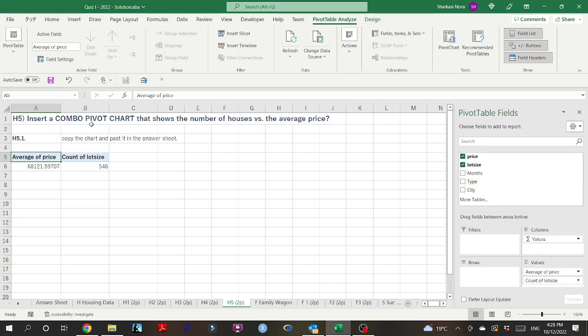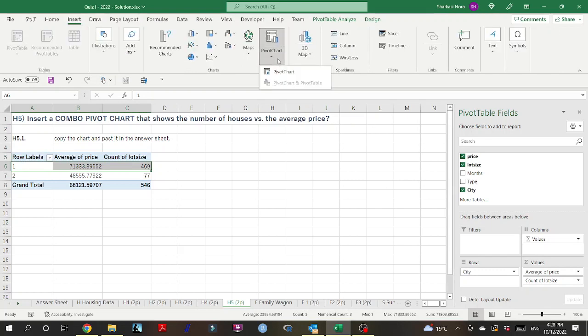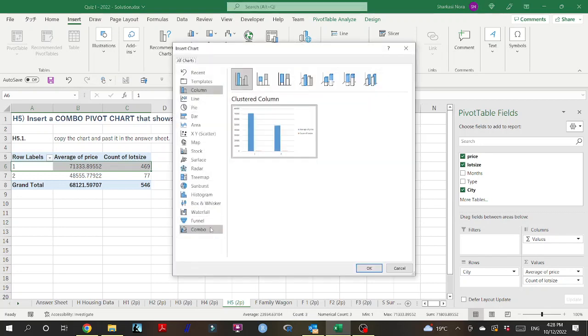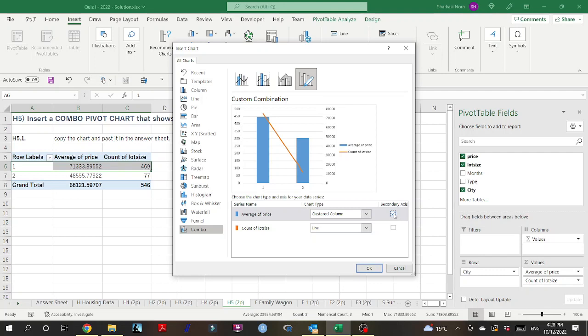insert a combo chart. If you put, for example, the city here, you will have only 2. You know what? I don't care as long as you go to insert and you go to pivot chart and you put combo and then you put like that, it is okay with me, totally fine with me. So this is the count of lot size and this will be the average price, or maybe the other way around.